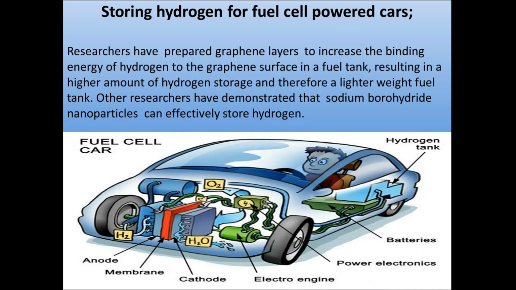Storing hydrogen for fuel cell powered cars. Researchers have prepared graphene layers to increase the binding energy of hydrogen to a graphene surface in a fuel tank, resulting in a higher amount of hydrogen storage and therefore a lighter weight fuel tank. Other researchers have demonstrated that sodium borohydride nanoparticles can effectively store hydrogen.